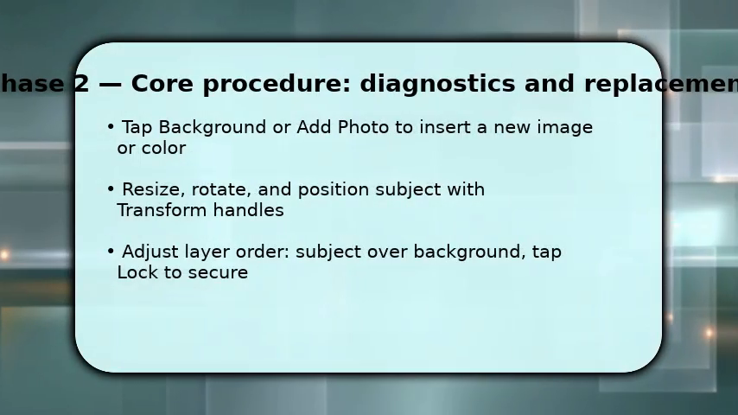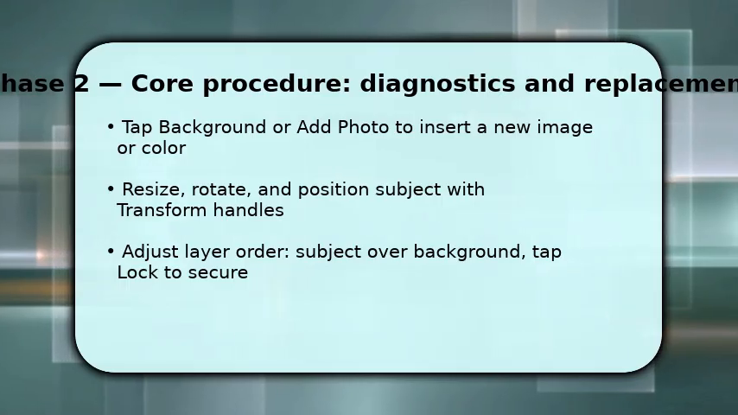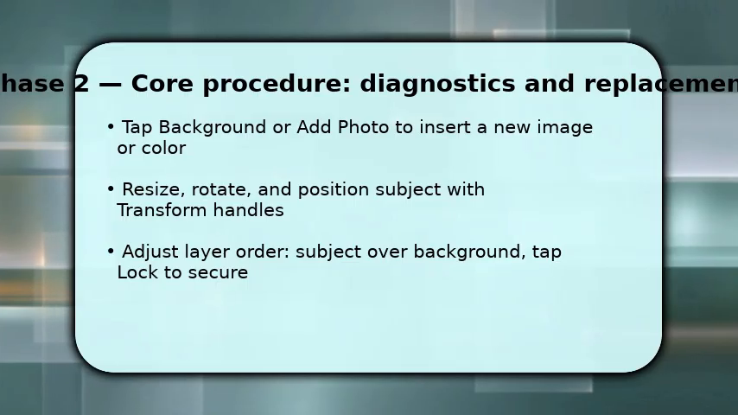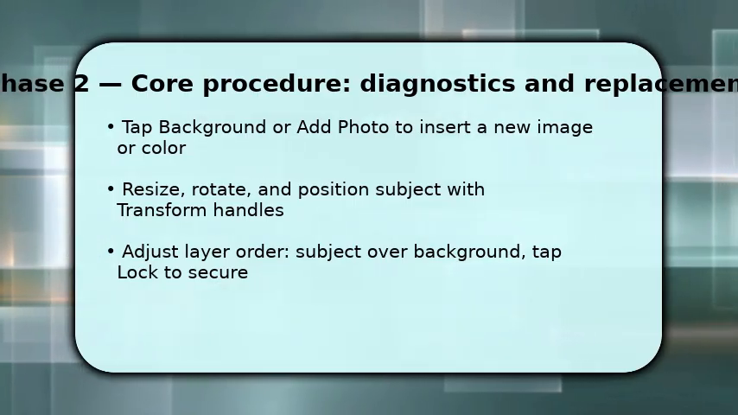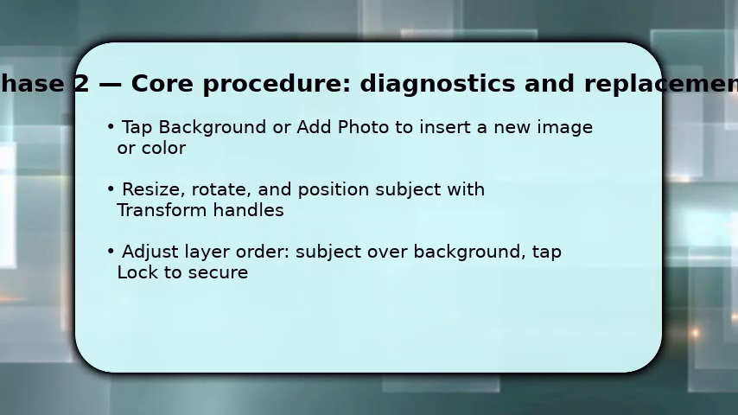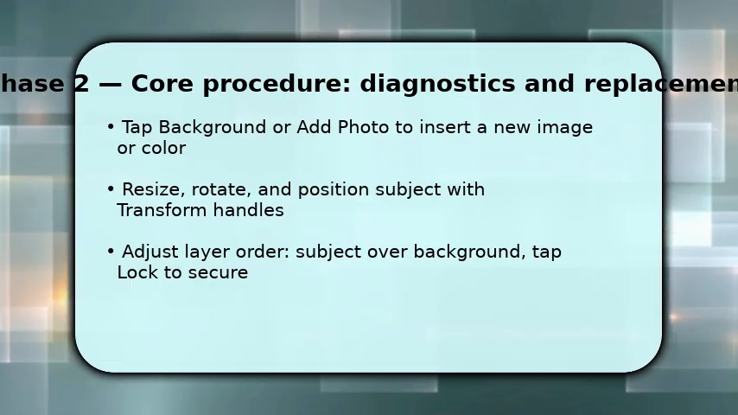Once you have a clean subject, tap Background or Add Photo to insert your new backdrop. Use a solid color, gradient, or another photo. Place the background layer below your subject, then use the transform handles to scale and position the subject for natural composition. Make sure perspective and horizon match, otherwise, it will look fake.